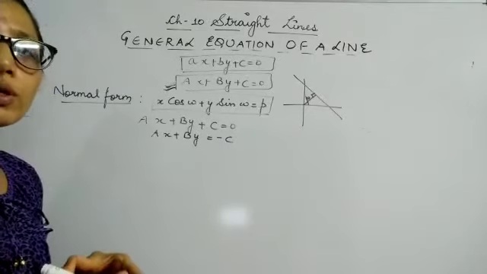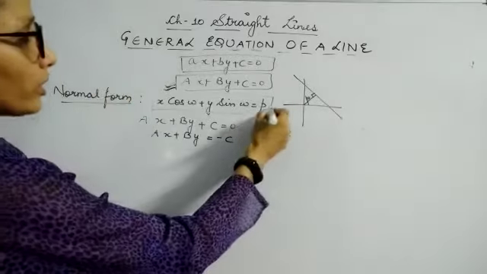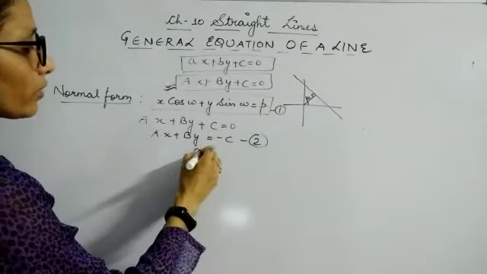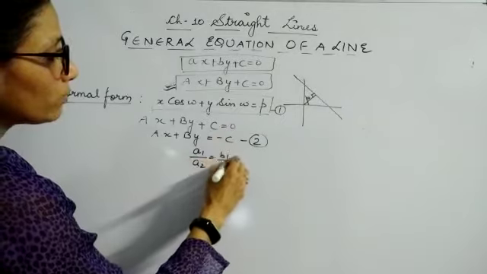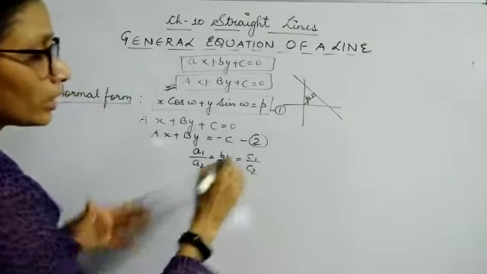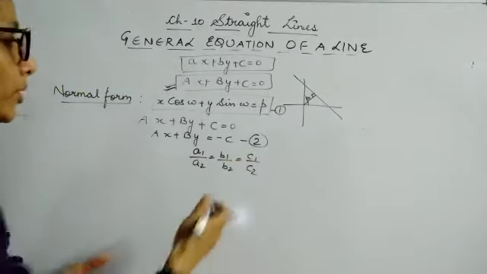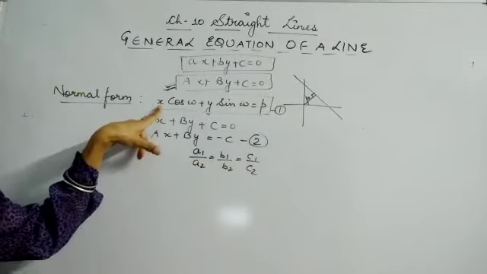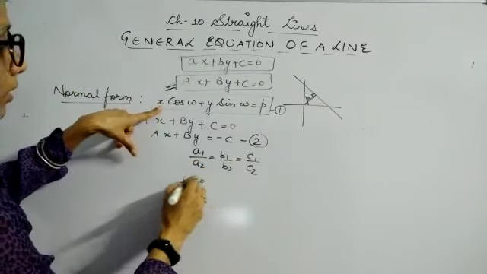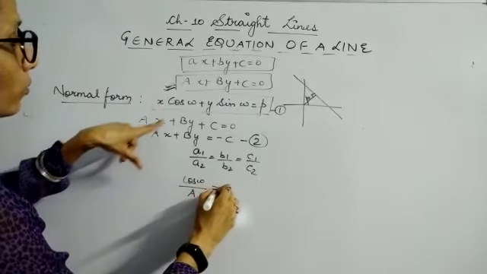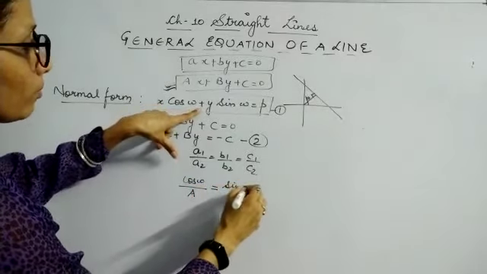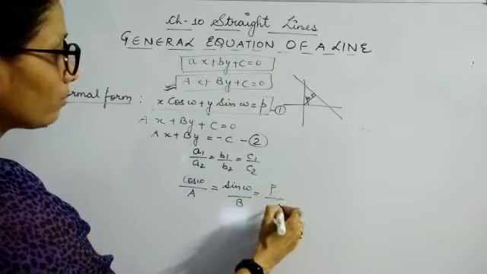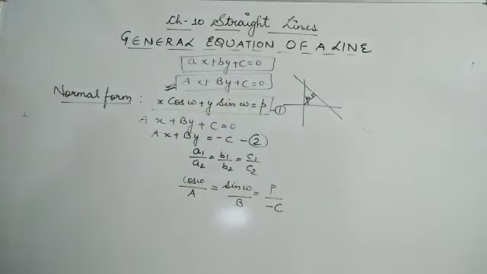And you know from your class 10th concept, if equation 1 and equation 2 represent the same line, then you can write a1 by a2 equal to b1 by b2 equal to c1 by c2. That means both the lines are coincident lines. So what can you write here? a1 by a2: a1 is the coefficient of x, so here it is cos omega, and a2 is a, equal to b1, which is sin omega, by b2, which is b. Here c1 is p, and here it is minus c. So we are getting the things like this.